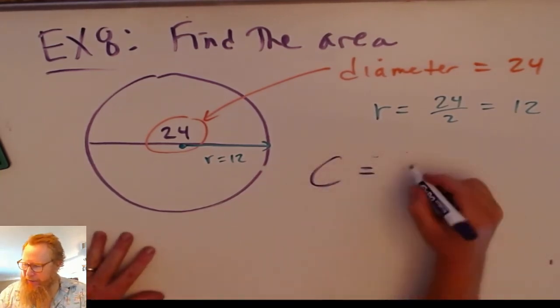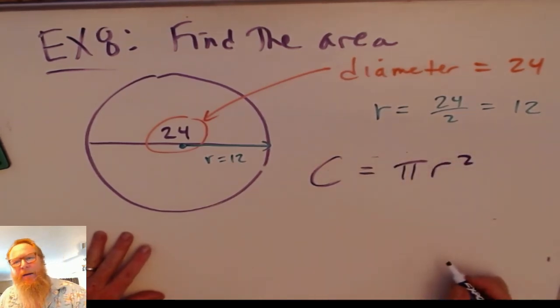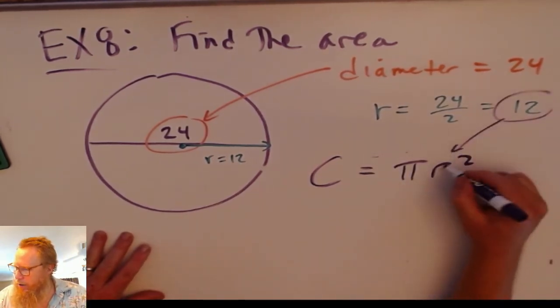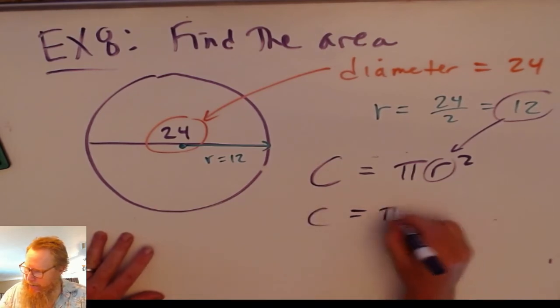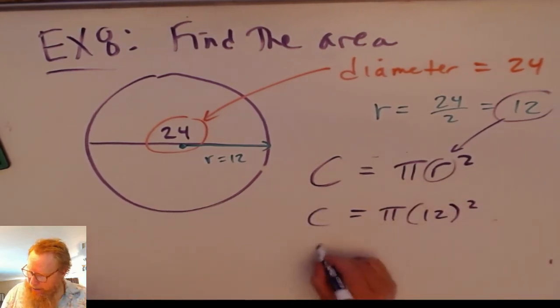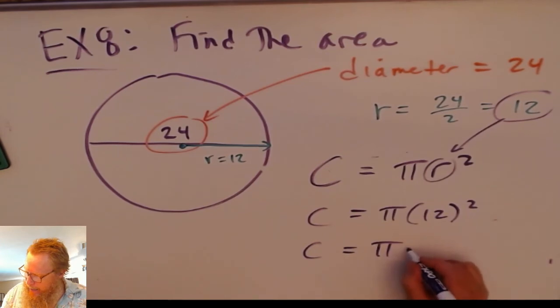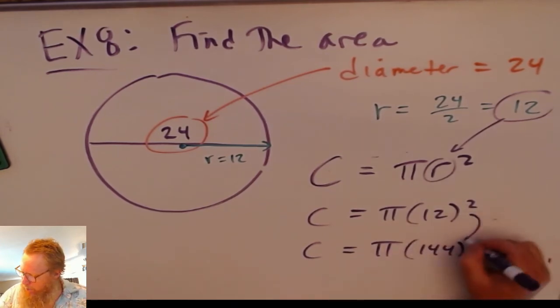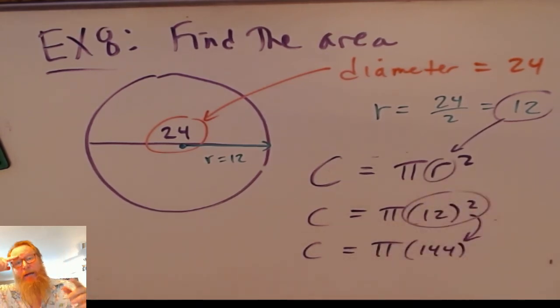So the area is pi r squared. There's your R. Pi times 12 squared. Pi times 144. Again, be careful with squaring.